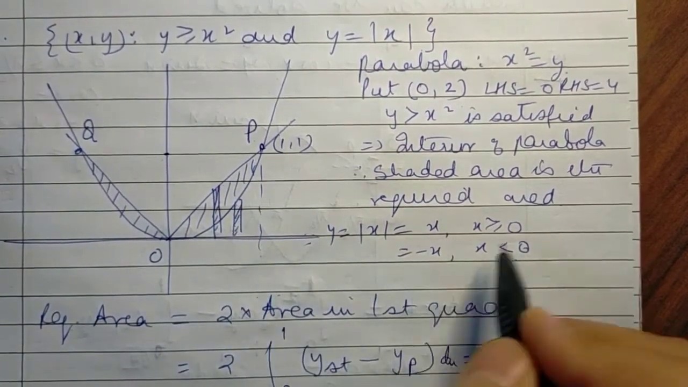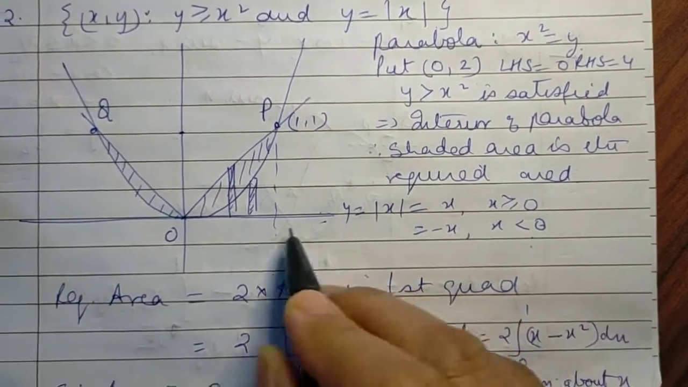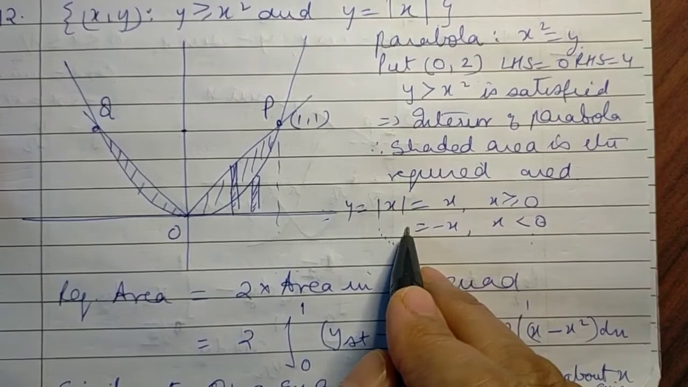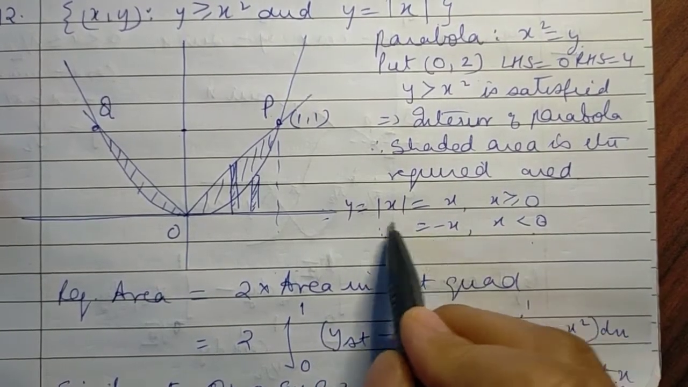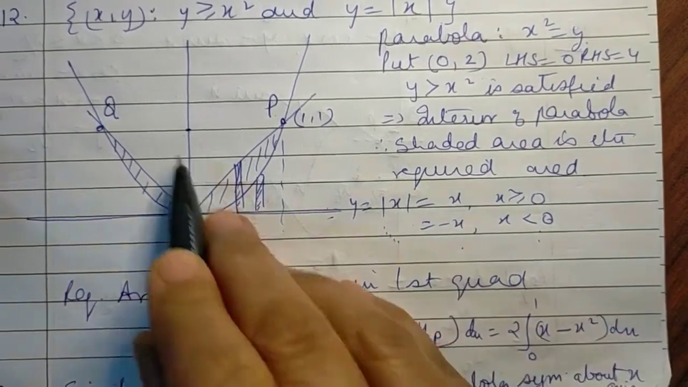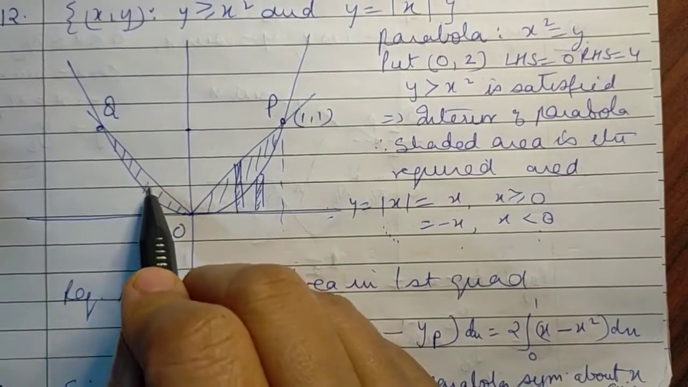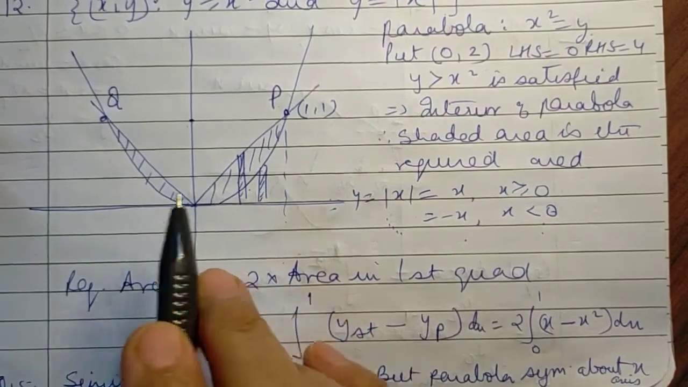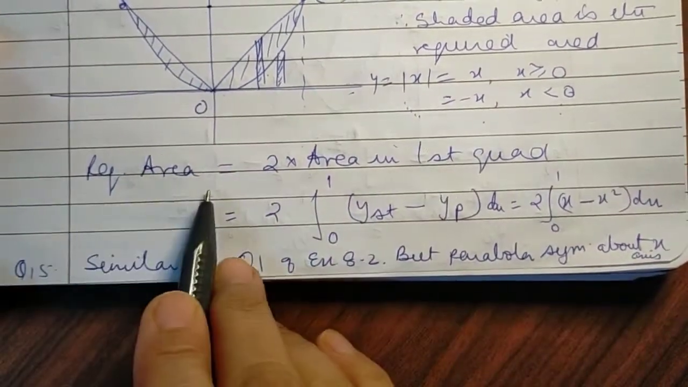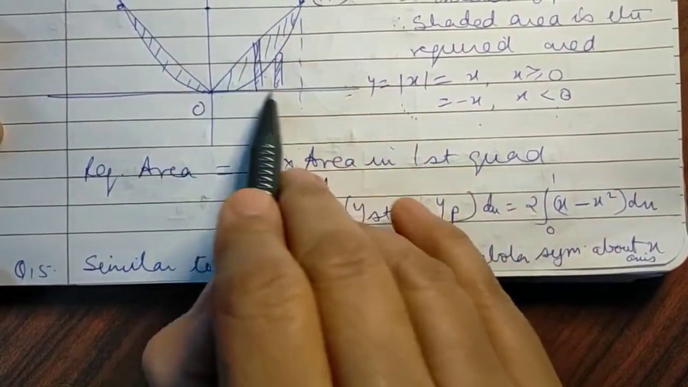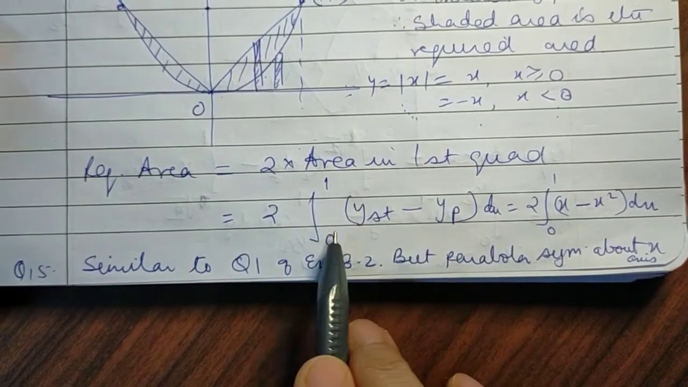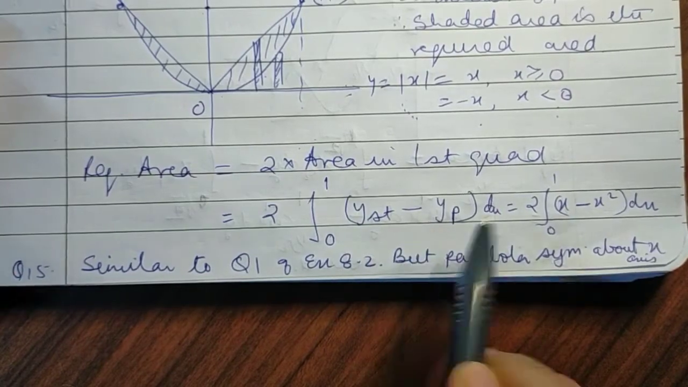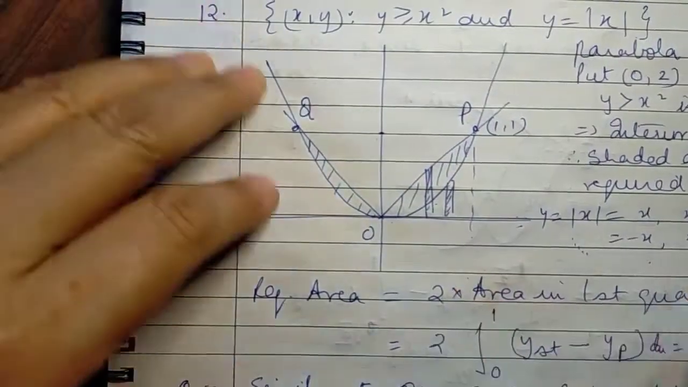Now what we do is we redefine y equal to mod x, and we see that it gets converted into 2 lines. When we plot them, we see the required area is the shaded area, which can be easily found. We have done a similar question in the previous exercise. So the required area would be twice the area in the first quadrant, which will be the area between the straight line and the x-axis minus the area between the parabola and the x-axis.